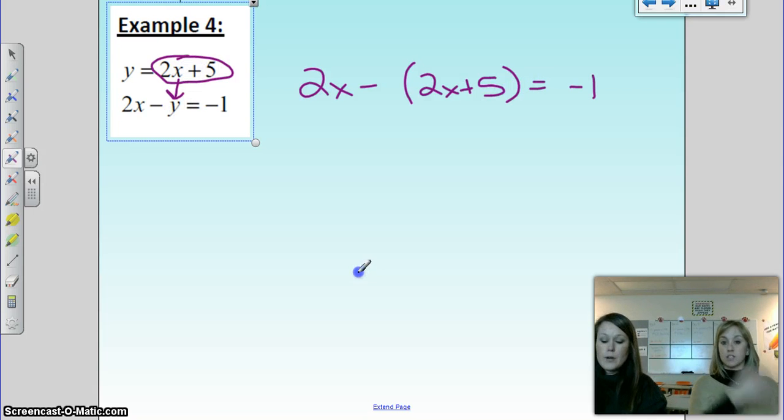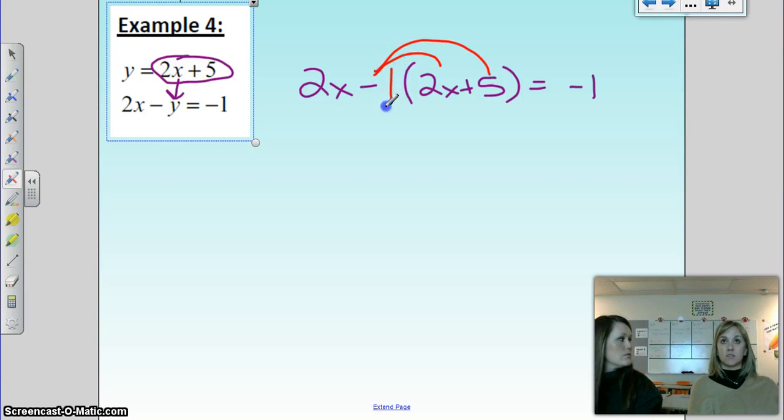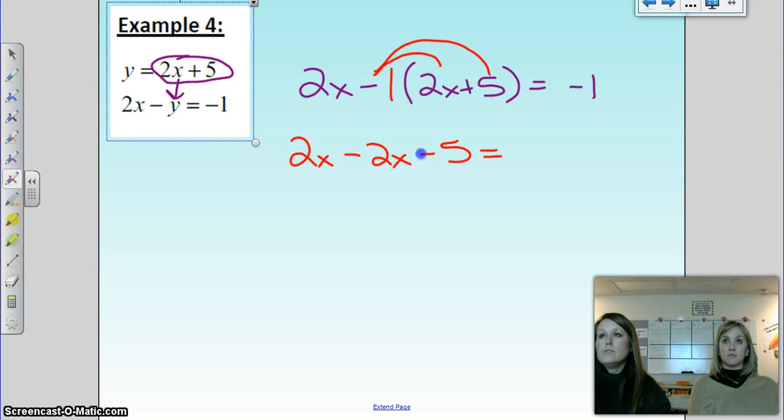Okay. Now what do I do? Same thing we had before. You distribute the negative, or negative 1, through. Should I always put a 1 there? I like to. I think it's very helpful. But only if it's just a negative right in front of the parentheses. If it said negative 2, then no. Okay. So 2x minus 2x minus 5 equals negative 1.